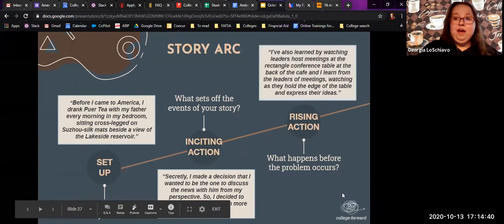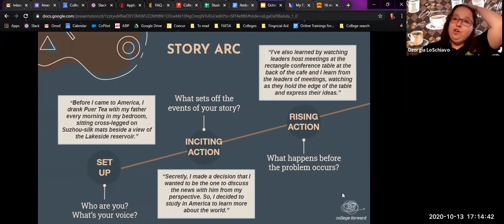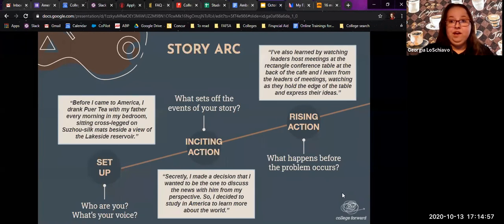But what ended up happening is they found a coffee shop where they would be able to observe the people around them. And one of the things they say is, "I've also learned by watching leaders host meetings at the rectangle conference table at the back of the cafe. And I learned from the leaders of meetings, watching as they hold the edge of the table and express their ideas."